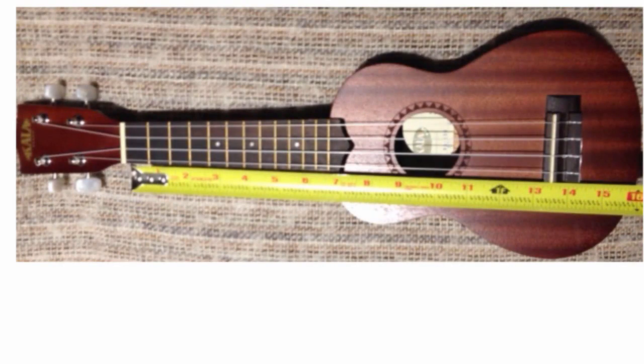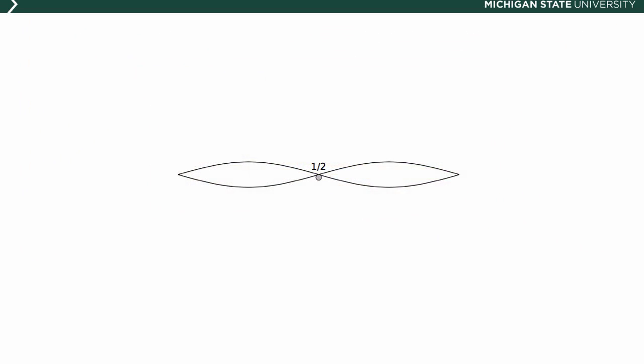When I divide the string in half, we get the same note up an octave. So splitting a string in half creates a note that is an octave higher. This is a picture of the vibrating string split in half, sounding up an octave from the open string. Notice that both sides of the halfway point sound the same note when plucked.